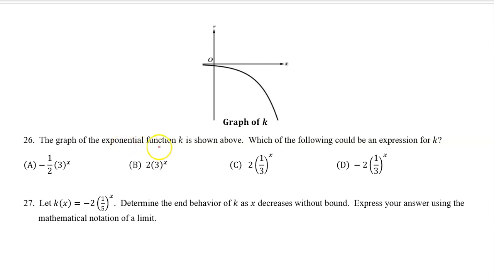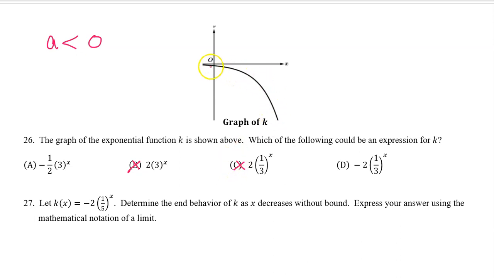26. The graph of the exponential function k is shown above. Which of the following could be an expression for k? We notice that the curve is below the x-axis. That means the a value, the number in the front, has to be negative. So that means B and C are out.